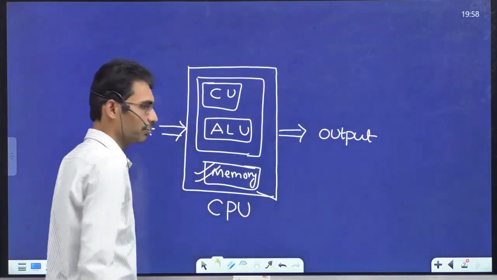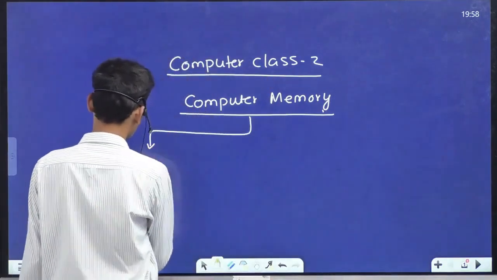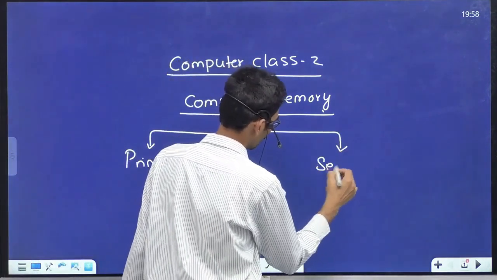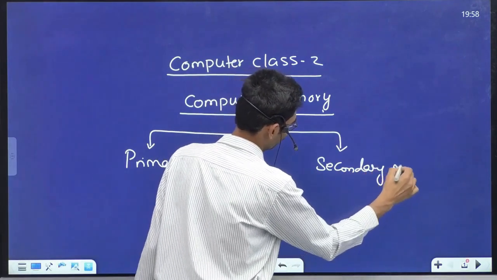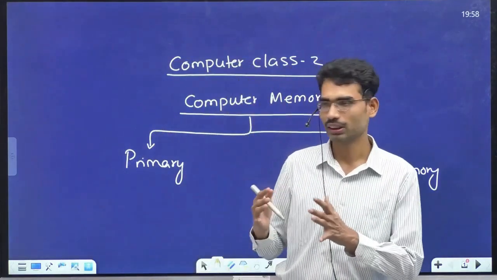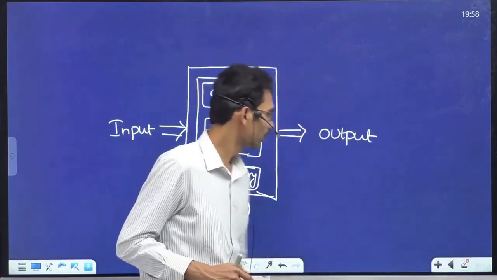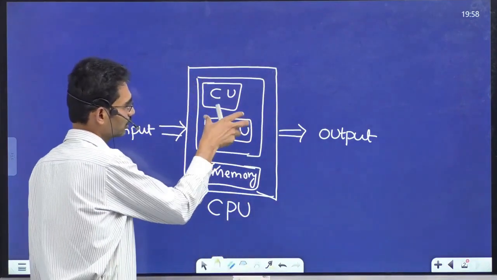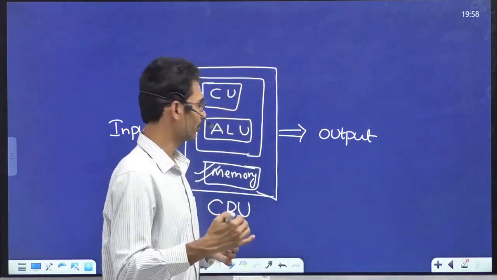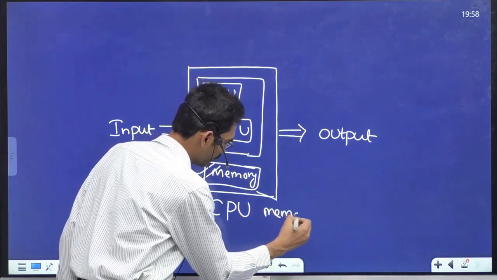So here, this memory, there are broadly two types of computer memory. One is primary memory, the other is secondary memory. When it comes to primary memory, this memory is very much essential for performing the operations. For example, the arithmetic logic unit and control unit require basic instructions. How will these instructions come? These instructions are there in the memory. This memory contains different instructions.